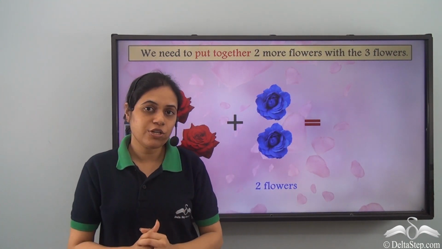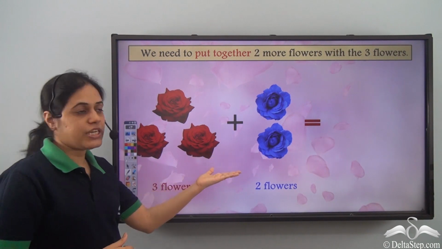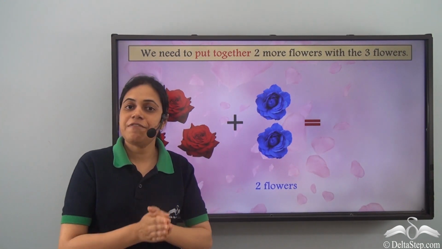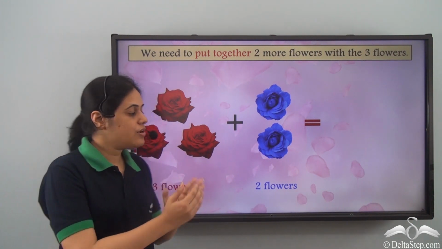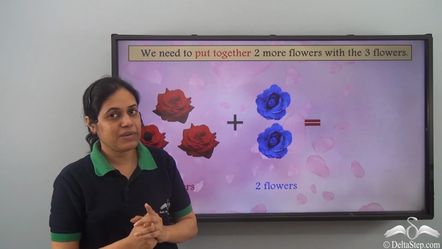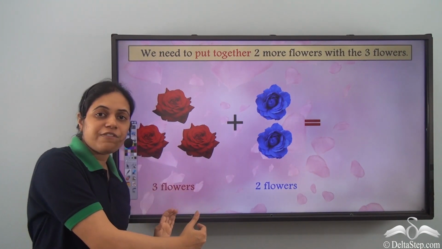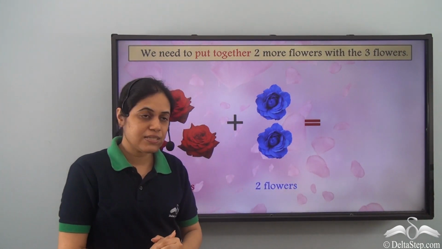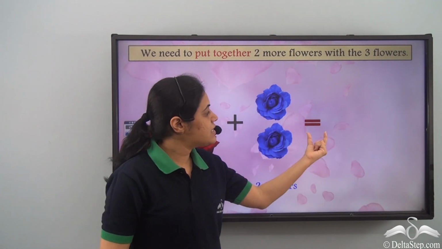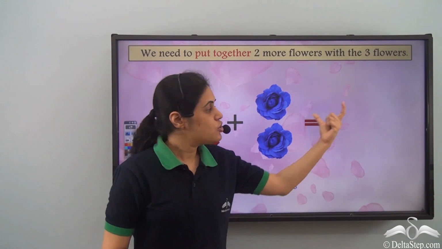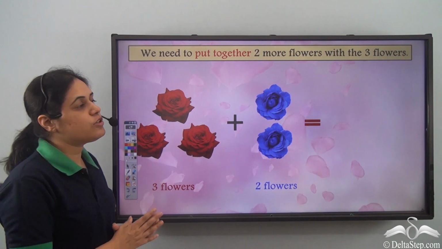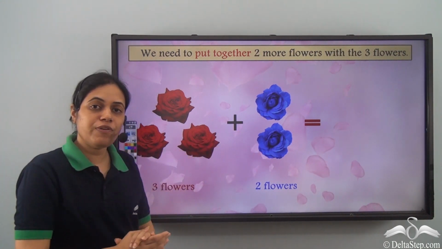Now, how can I do that? So putting together means addition. We know that when I put together three flowers with two flowers, that means I need to add three flowers with two flowers. This is the addition symbol and this is the equal to sign. So I write the answer over here. How can I put three flowers together with two flowers?